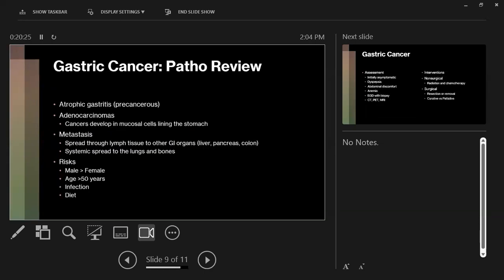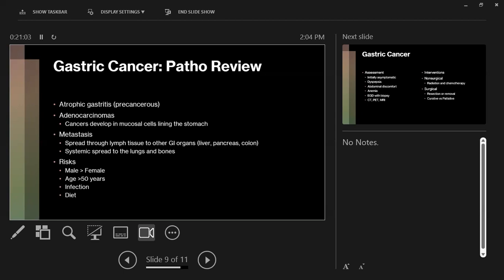All right, now we will do gastric cancer. So a patho review of this. One thing to note is atrophic gastritis is a precancerous condition, but oftentimes things that can cause the atrophic gastritis can lead that patient to eventually have gastric cancer. With the atrophic gastritis, patients have an alkaline environment in the stomach, which allows bacteria to multiply, and that causes the gastric mucosa to change, which increases their susceptibility to the gastric cancers.